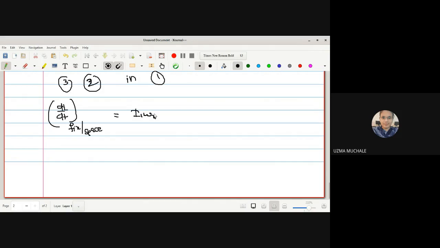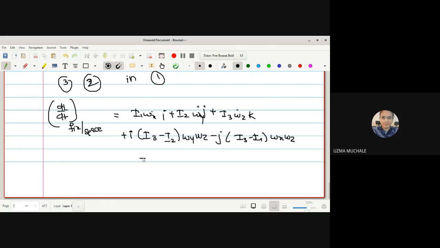So dL/dt for the fixed set of axis or space set of axis is equal to, now using 3 and 2 in equation 1, we get I1 omega x dot i plus I2 omega y dot j plus I3 omega z dot k, plus the next term, that is equation number 3: i times I3 minus I2, omega y omega z, minus j times I3 minus I1, omega x omega z, plus k times I2 minus I1, omega x omega y.